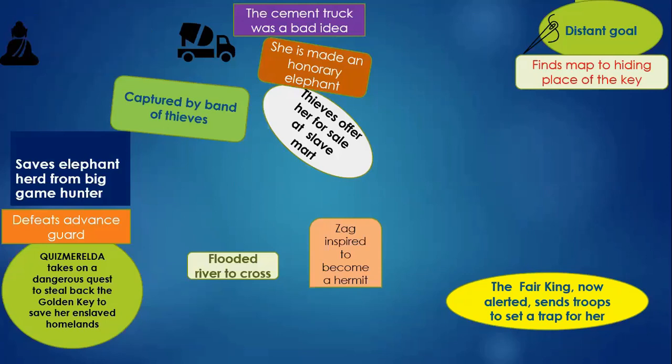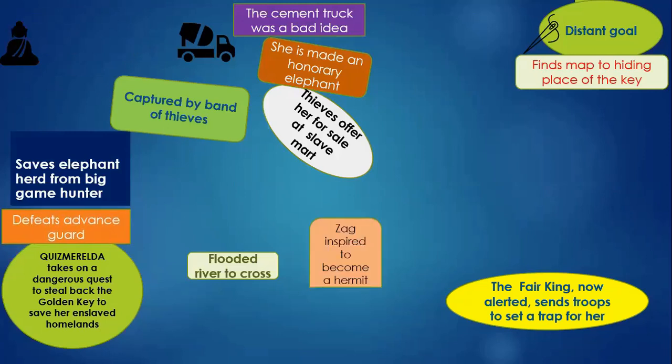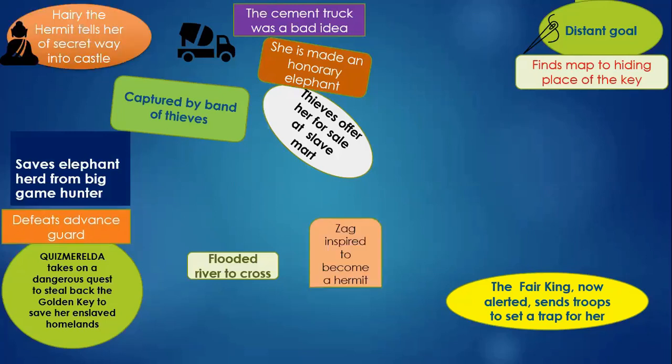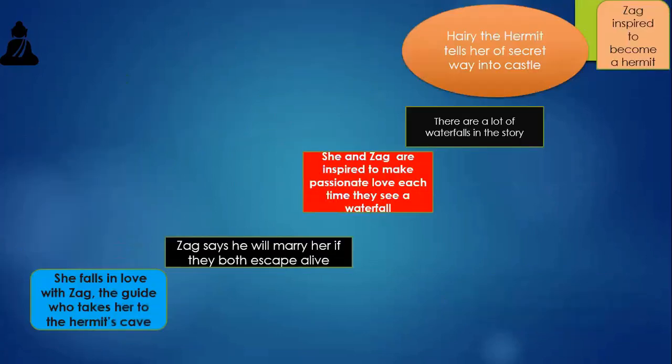And what happens to the romance? Well, this is the end of the romance, because Zag is so inspired by the hermit that he decides to stay with the hermit and become a hermit himself. Oh, hang on. Two hermits together, that's not good, is it? You've got to live separately. Okay, that's that subplot finished. There it is.